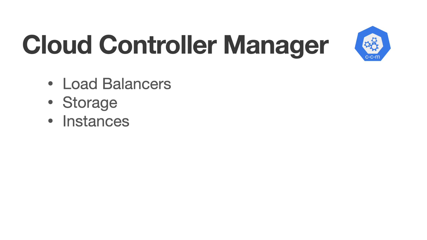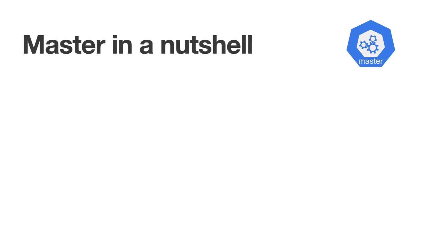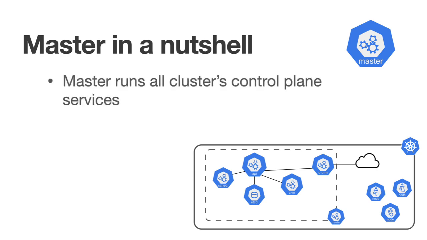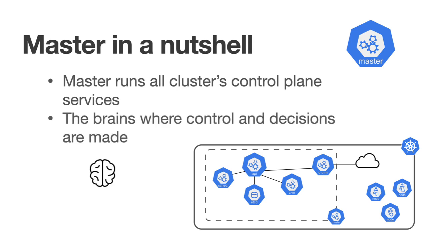And to be honest, these are all of the components for the master node that make up the control plane. So the master, in a nutshell, runs the cluster's control plane services. And as I said before, it's the brains where control and decisions are made. And there we go. You now know about the control plane and master node. Next, let's go ahead and learn about the worker nodes.